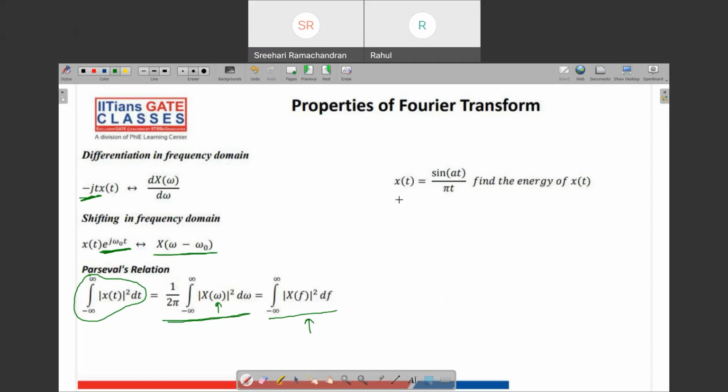Now the problem that you see here: there is x(t) equals sin(at) by pi t. We need to find out the energy of x(t). When you try to solve this by using the time domain formula to calculate the energy, it will be a very lengthy problem. So what we do is we use two properties here. One is the duality property and one is this Parseval's relation to find out the energy. With the help of the duality property, we convert this time domain signal into the frequency domain, or omega domain. And once we get the omega domain, we use this formula to calculate the energy of the signal.